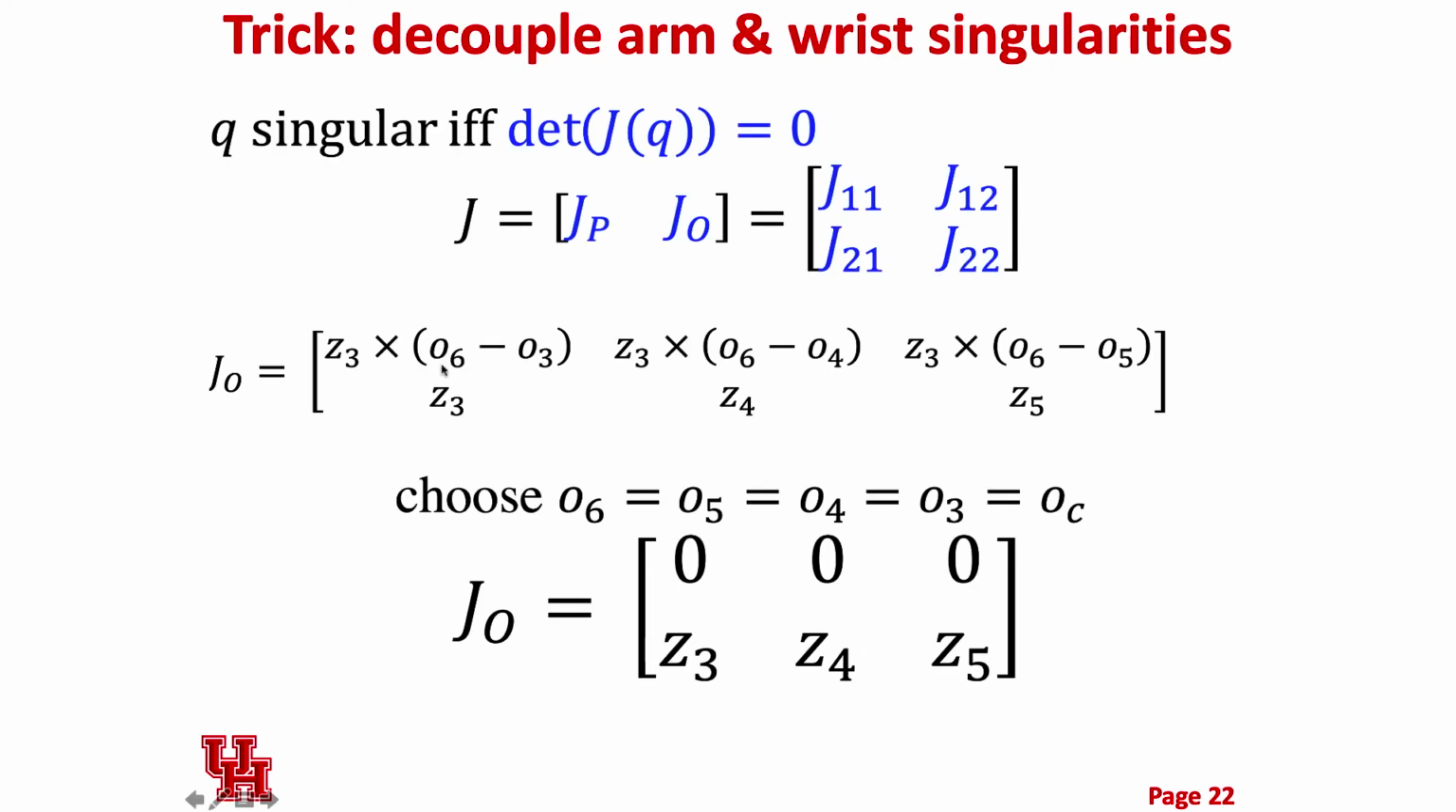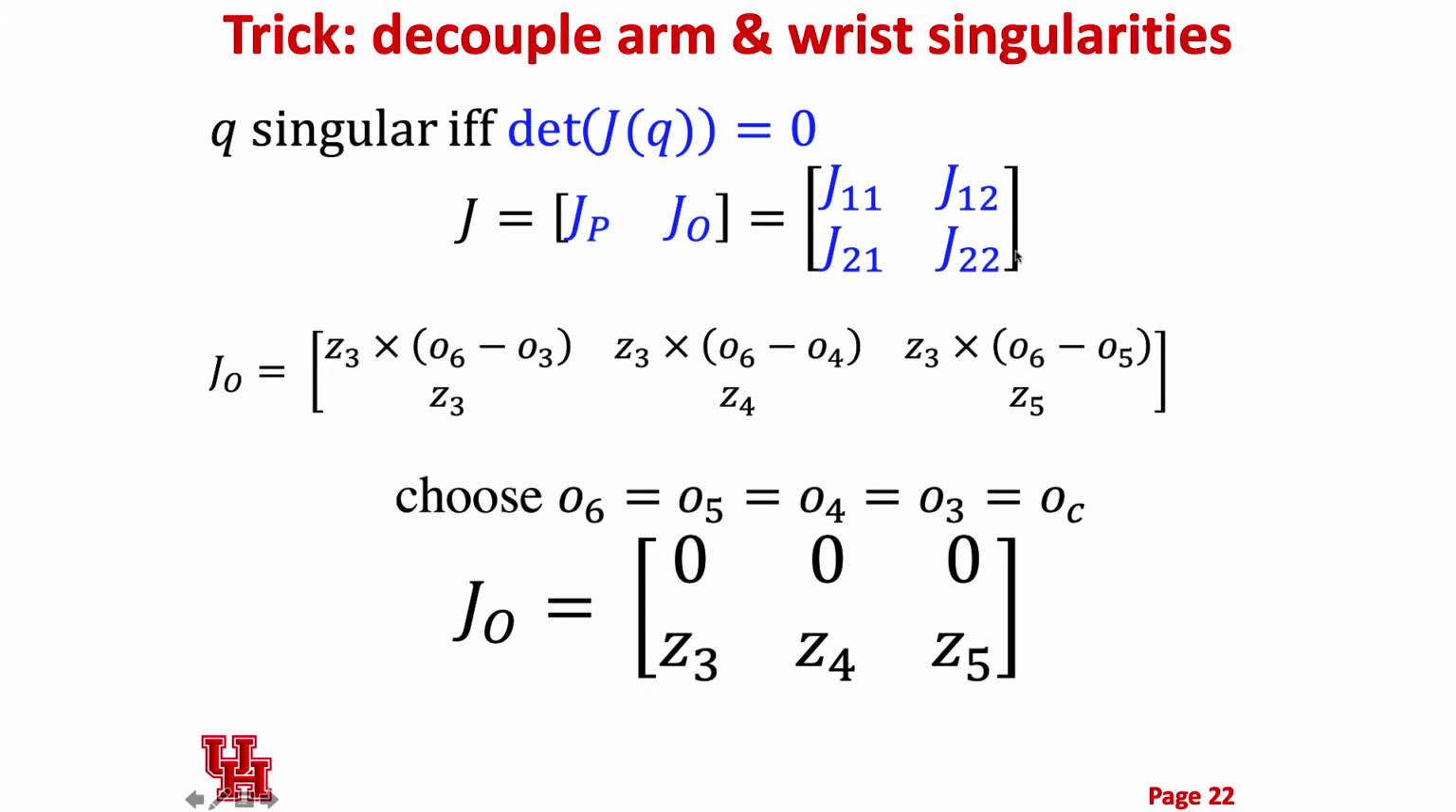And so how you build this is they're all going to be cross products around Z3, Z4, and Z5 rotating. And then we're just looking at the distance from our origins to that end effector. We can simplify this quite a bit by choosing that all these points are our wrist center. And then we get a Jacobian, which is just where these three axes of our robot, Z3, Z4, Z5, are.